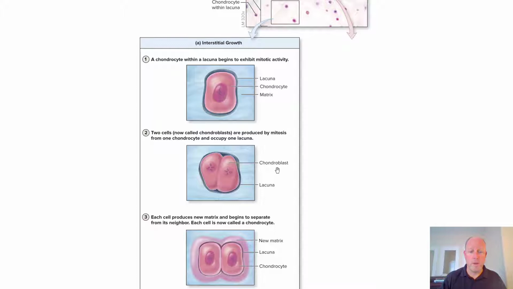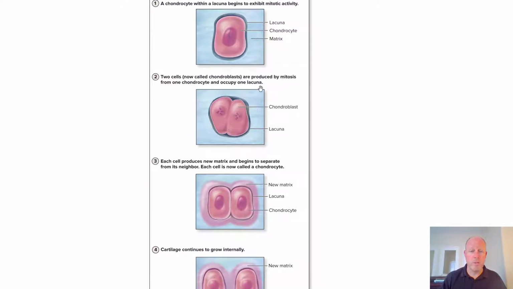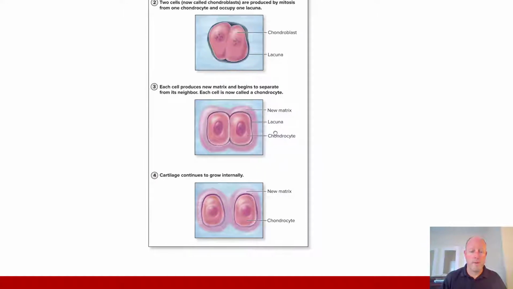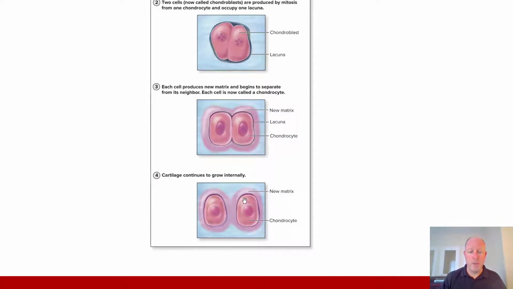Two cells, now called chondroblasts, are produced by mitosis from one chondrocyte and occupy one lacuna. Then each cell produces a new matrix. It begins to separate from its neighbor. Each cell is now a chondrocyte, and cartilage continues to grow internally as they separate into separate chondrocytes.